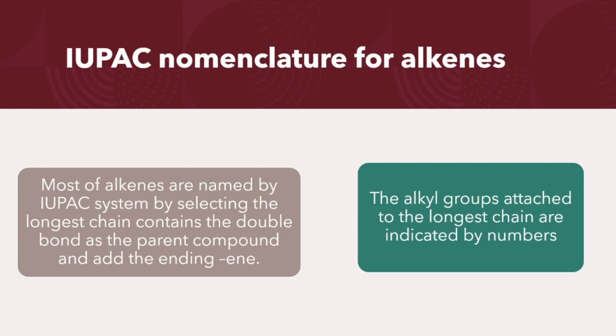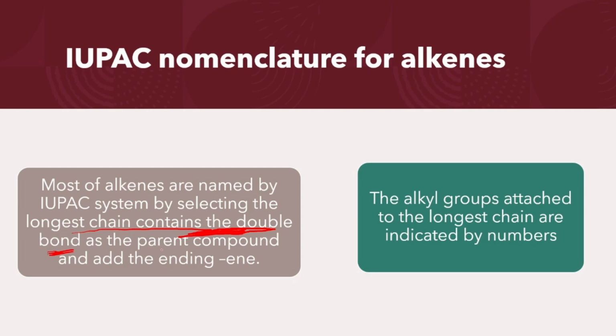And the rules for nomenclature of alkenes are very similar. The only difference is that in alkanes, we usually start the nomenclature by choosing the longest carbon chain. In alkenes, we should also choose the longest carbon chain, but this longest carbon chain should contain the double bond. So the first rule in nomenclature of alkenes is to select the longest carbon chain in the compound, but it should contain the double bond.